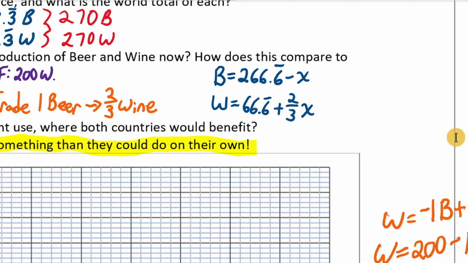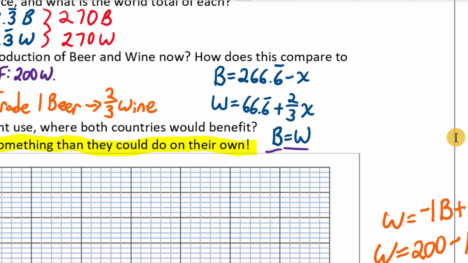2/3 of a barrel of wine. And add the third thing, what's going to determine how much the United States wants to trade to begin with? Well, their goal is to end up with the same amount of beer as wine. So we have another condition here. Beer equals wine.